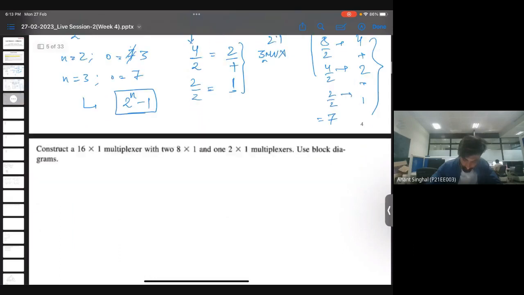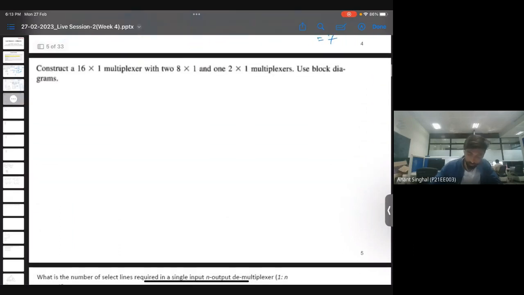Okay. So again there are a few questions we will be doing for converting a higher order mux to a lower order mux. Maybe you can draw a block diagram for this question. It says you need to construct a 16 cross 1 mux using an 8 cross 1 and a 2 cross 1 mux. I hope it is doable now. I'll try to do it and you can do it in your copy.